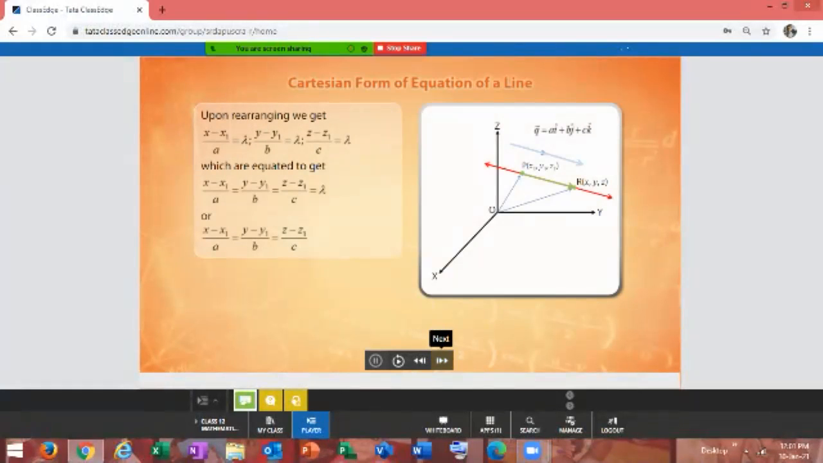Next, here is the Cartesian form of the equations of a line, given the specific patterns of the parametric forms of the equations of a straight line passing through a point. So x minus x1 by a equals lambda, y minus y1 by b equals lambda, and z minus z1 by c equals lambda. All these three are rearranged, and that is the equation of a straight line. So we can summarize it as x minus x1 by a equals y minus y1 by b equals z minus z1 by c.